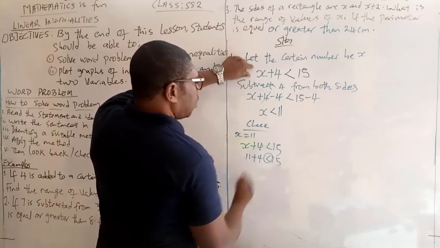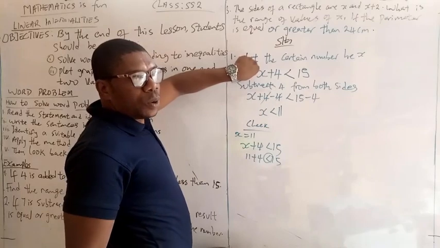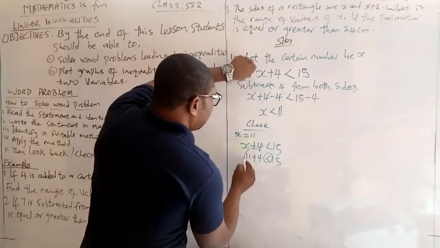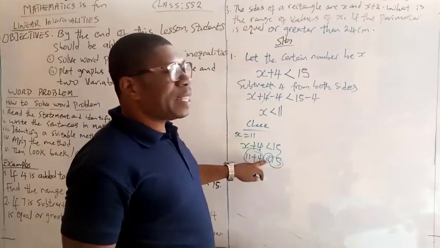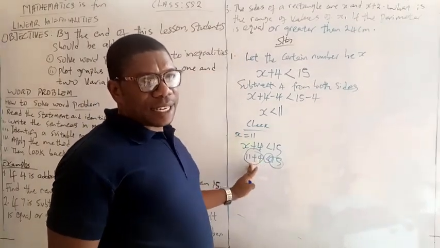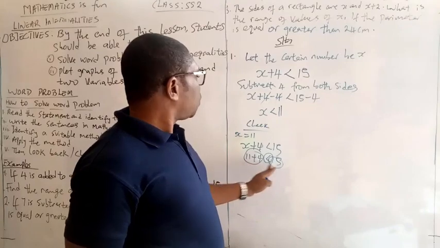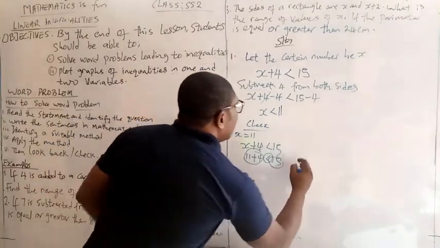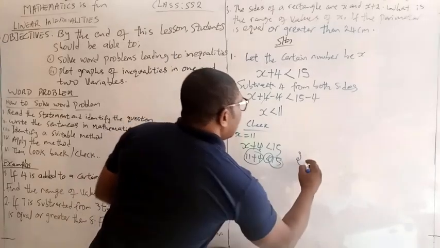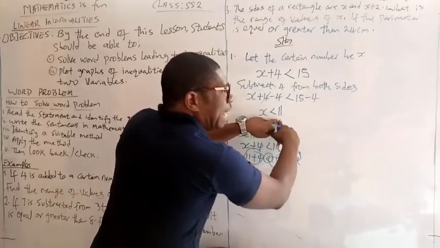Is this right? Is this correct? No. Because you have 15 here, and 15 is equal to 15, but the statement is saying the left-hand side is less than 15. That shows that the range of values will now be less than 11.